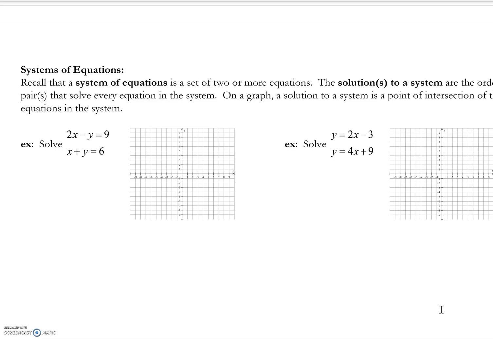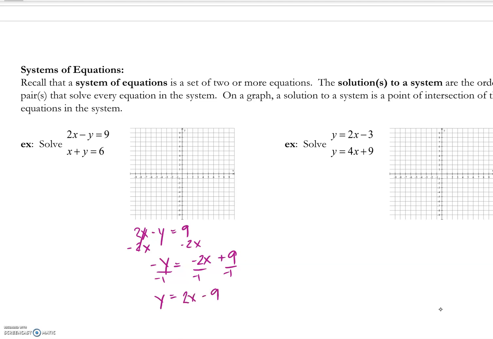So let's start with example number 1. I've got 2x minus y equals 9 and x plus y equals 6. If I wanted to solve this system by graphing, first I would have to get them in y equals form, so I'd have to solve for y. First one, 2x minus y equals 9. Start by subtracting 2x. Get negative y equals negative 2x plus 9. And then divide by negative 1 to get rid of the negative in front of the y. So I get y equals positive 2x minus 9.